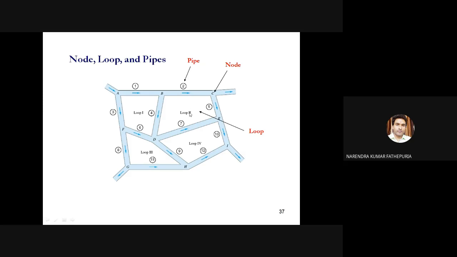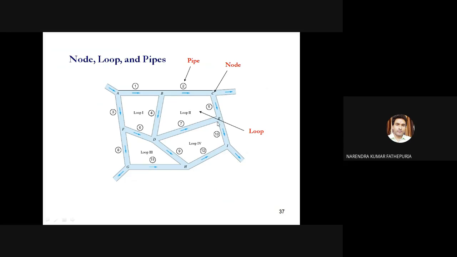So this is one loop, this is loop 2, this is loop 3, this is loop 4. How is it a loop? 1, 2, 3, and then it will be a closed connection. Loop means a closed loop should be there. The loop should be closed; if it is open, then it is not a loop. So second, you see there is a loop, a closed connection.